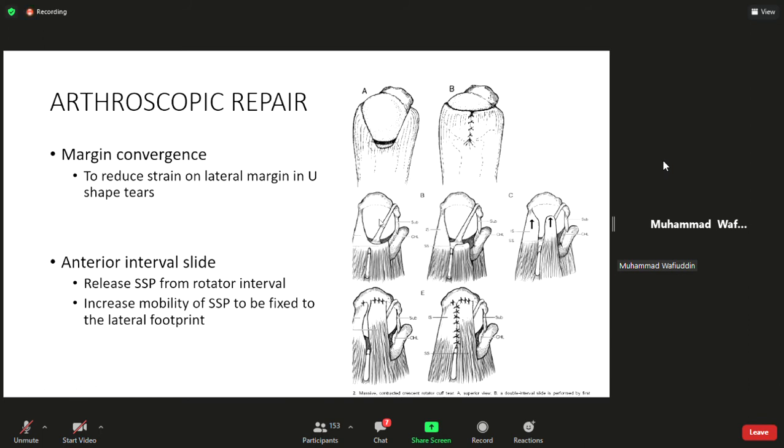Okay. And then this one is the anterior interval slide. Basically, you add on more stability. This one is a bit complex. It releases the supraspinatus from the rotator interval and basically modifies it a bit. Shift it to the lateral footprint.